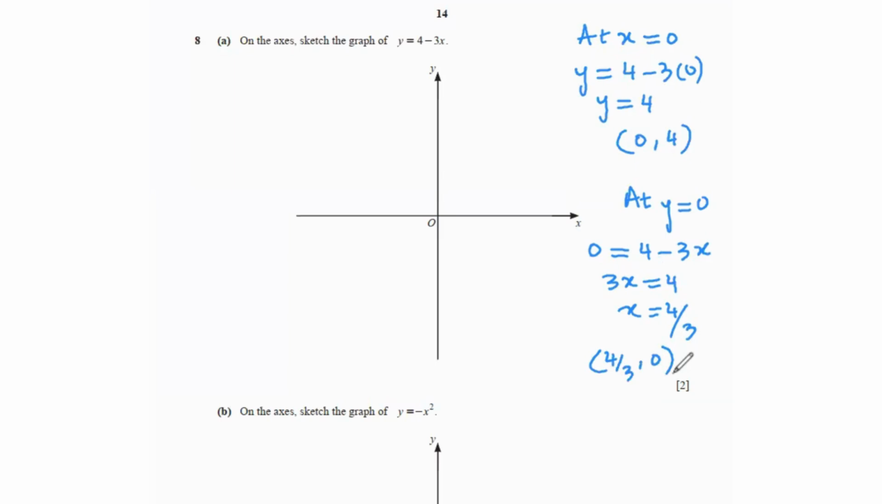So 4 over 3 in decimals is basically 1.3 recurring. So if this is 1, let's say this is 0.5, so this is 2. So 1.3 recurring, let's say, is over here. This is our point, and the other was (0, 4), so 1, 2, 3, 4. So that's over here. Connect the points, and this is your graph.